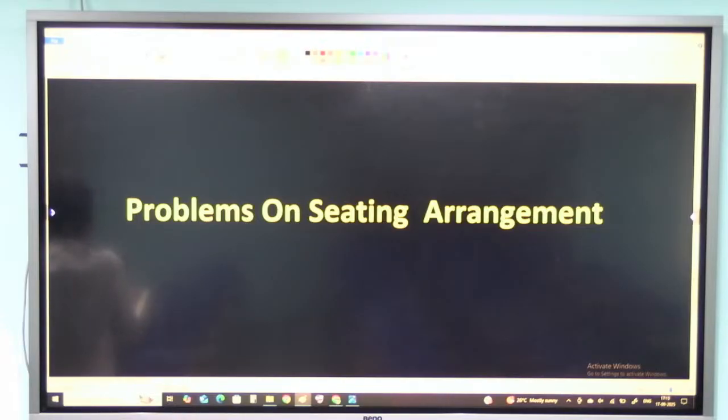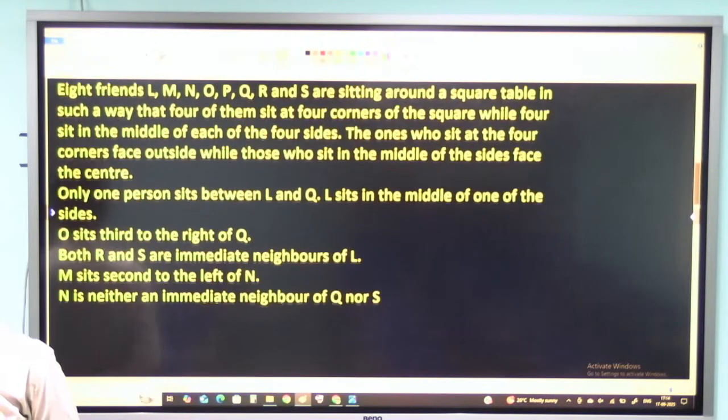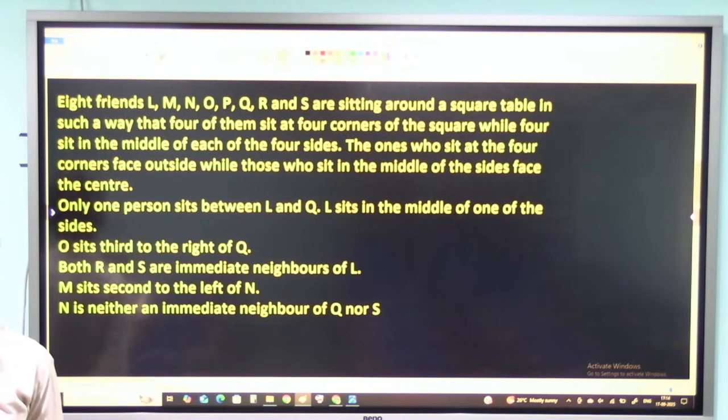In the last session, we have seen some concepts that are related to seating arrangement. In today's session, I am taking two simple questions on seating arrangement. So directly I will be going to the question. Let me take the first question. So the first question is on square table seating arrangement. So first read the question carefully.